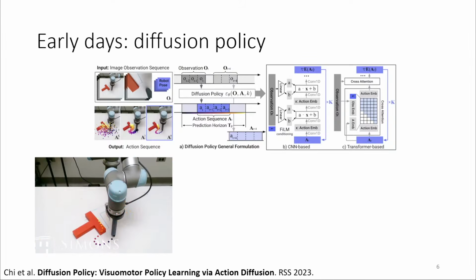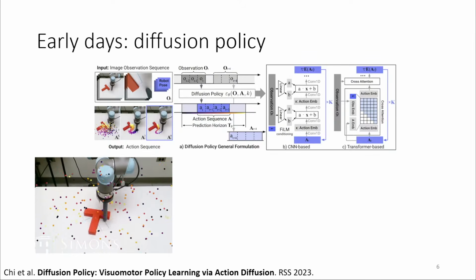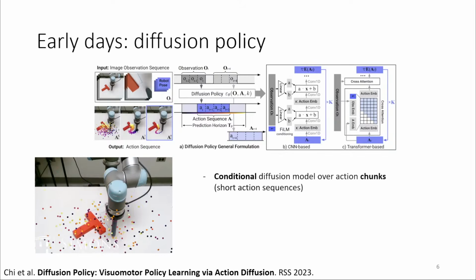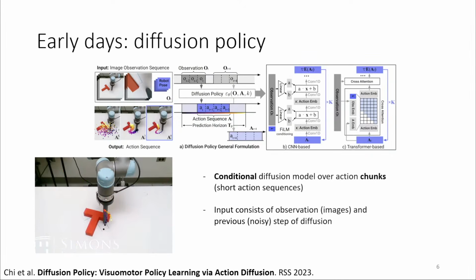The reason this picture looks complicated is because they have both a convnet-based way of doing this and a transformer-based way of doing it. These days, everybody would just do the transformer version. And all it is is a conditional diffusion model over action chunks. The input consists of observations and, of course, the previous noisy step of diffusion, and that's basically it.